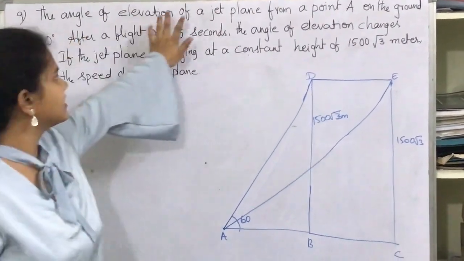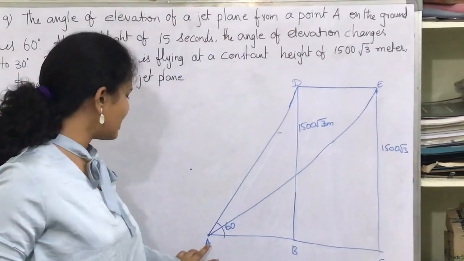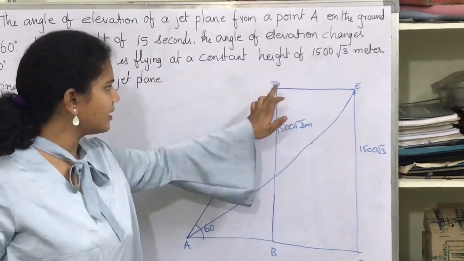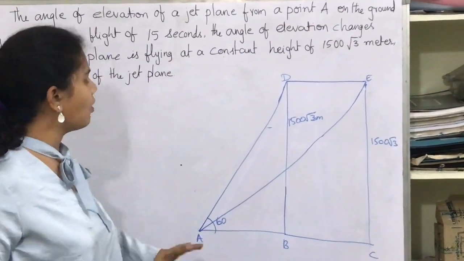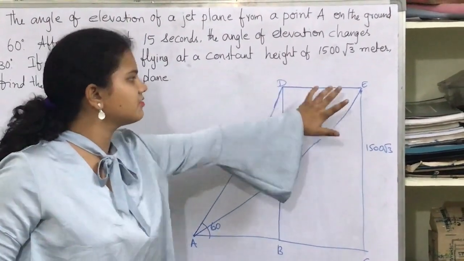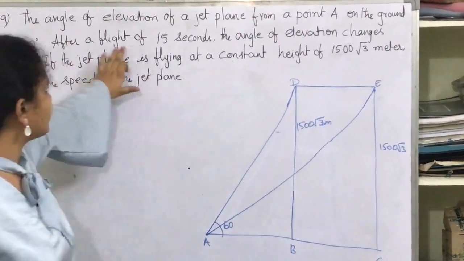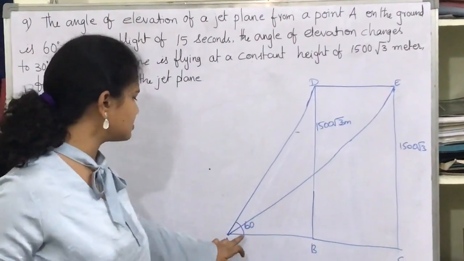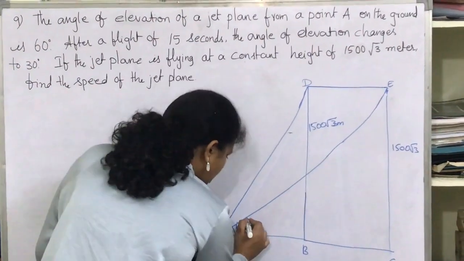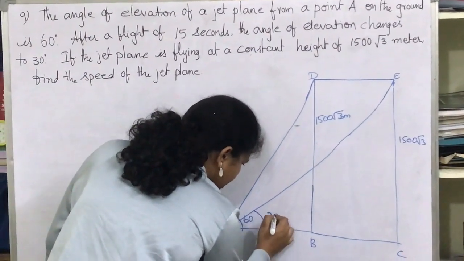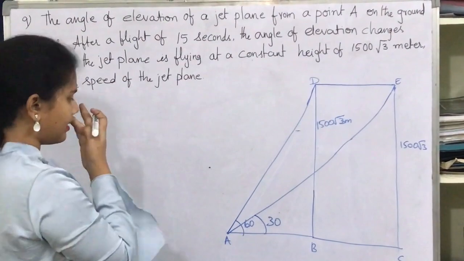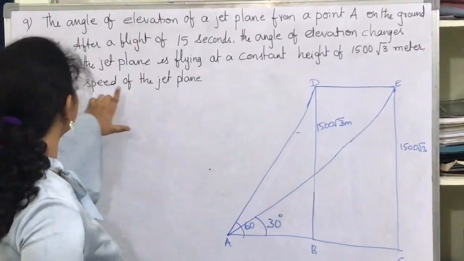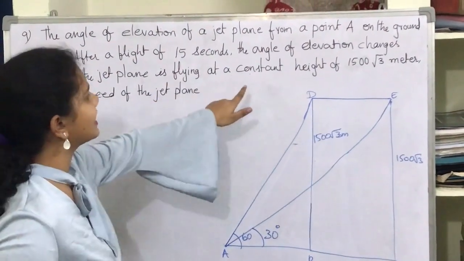Here you have the angle of elevation of a jet plane from a point A. So the angle of elevation of the jet plane from point A to here, over here, is 60 degrees. Now after the flight of 15 seconds, the angle of elevation is 30 degrees. So the angle of elevation over here will be 30 degrees. Done.